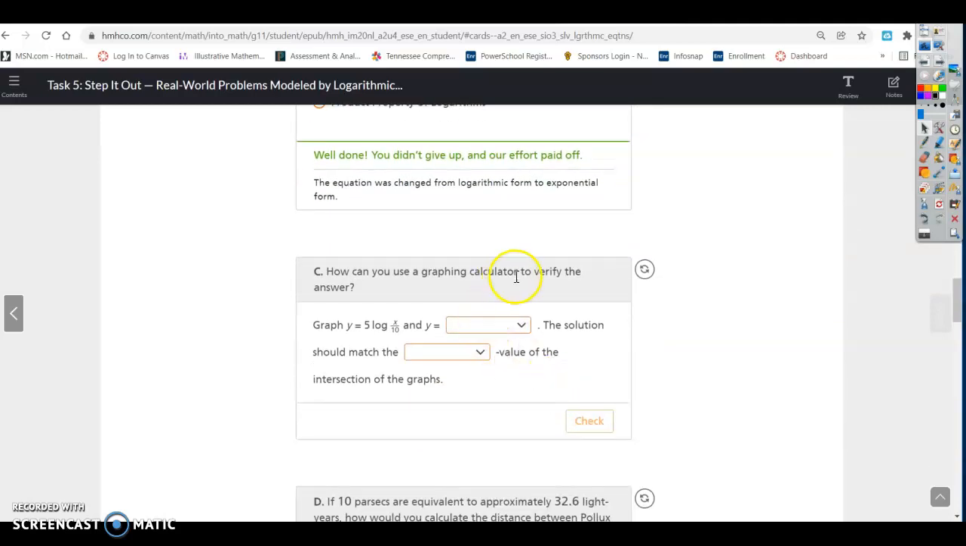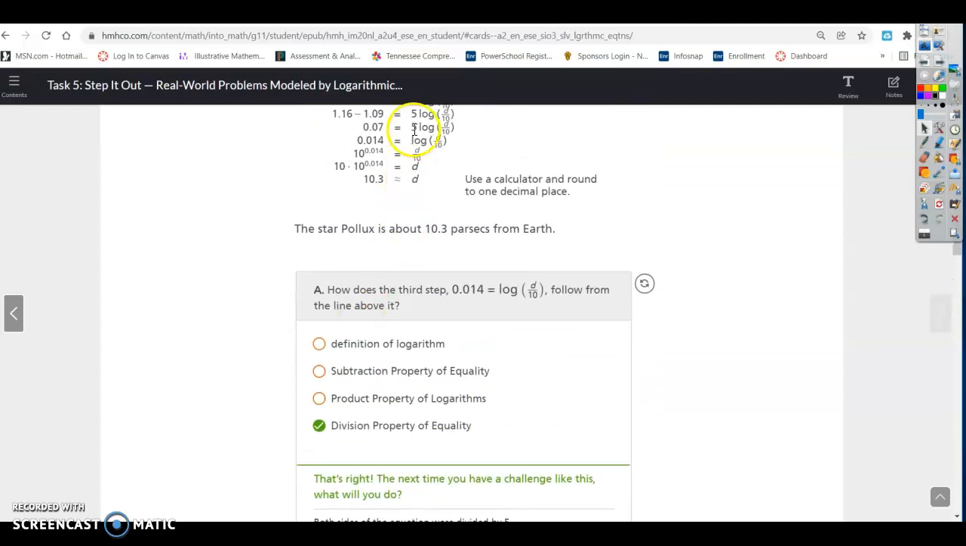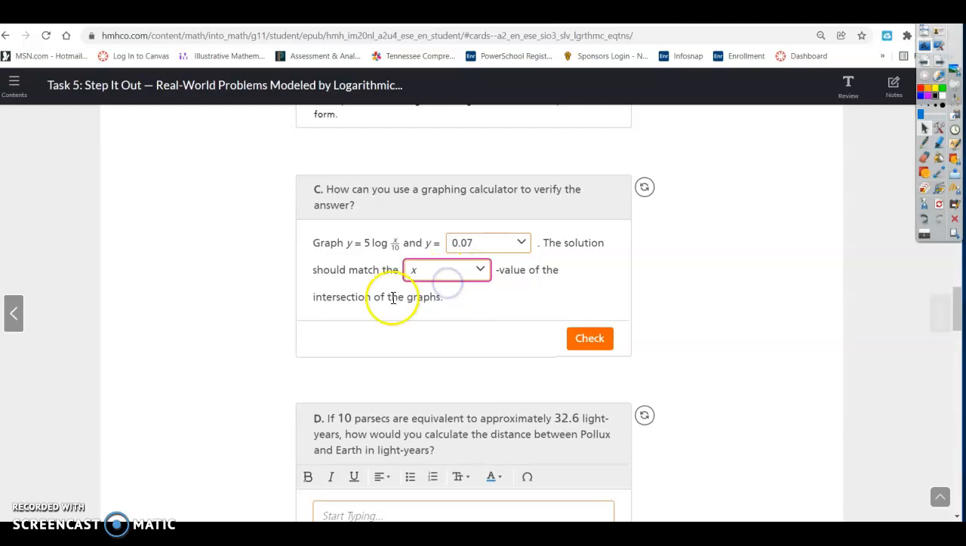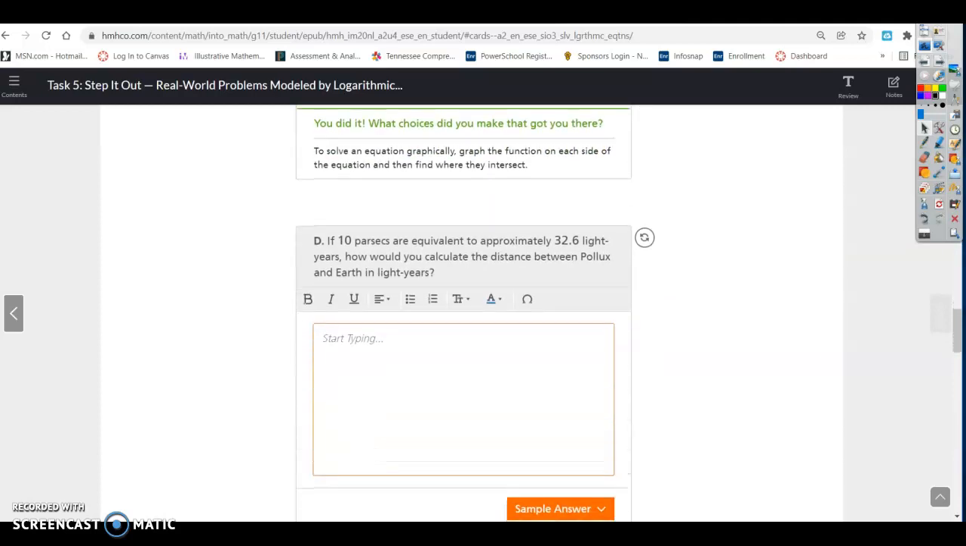And how can you use a graphing calculator to verify the answer? All right, so you could graph it. You'd have to set this side equal to the other side. So right here we've got 5 log of d over 10 equals 0.07. And the solution should match the x value of the intersection. Remember, the x value is the solution.